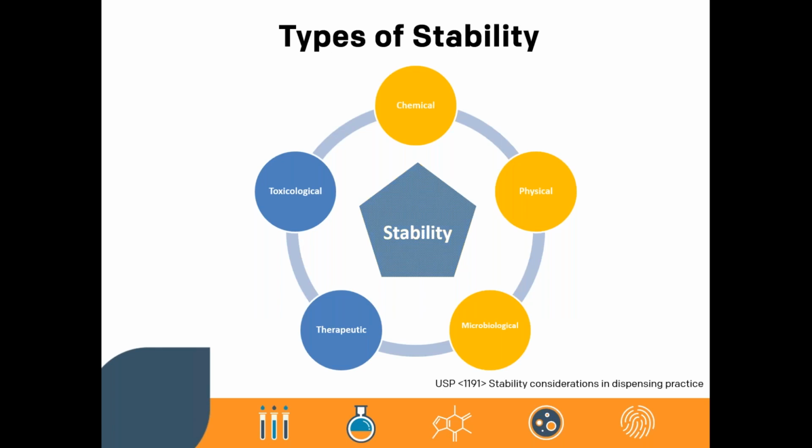Okay, this is exactly what we're talking about. This is taken from USP 1191, Stability Considerations in Dispensing Practice. We typically look at the chemical or the physical attributes or the microbiological attributes of a product or preparation to determine the stability or shelf life. But there are two other considerations that many times are not mentioned or discussed, and that's toxicological or therapeutic. And these are more clinical. So that is an important part of stability as well.